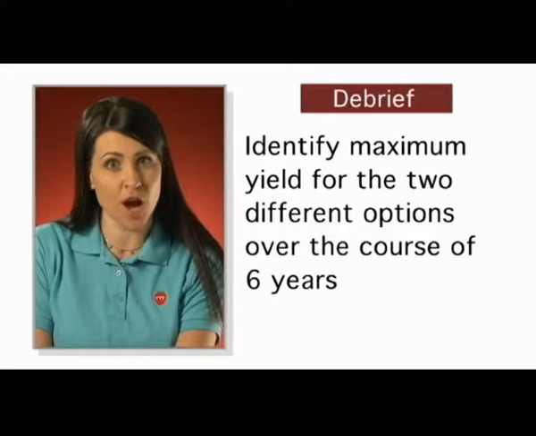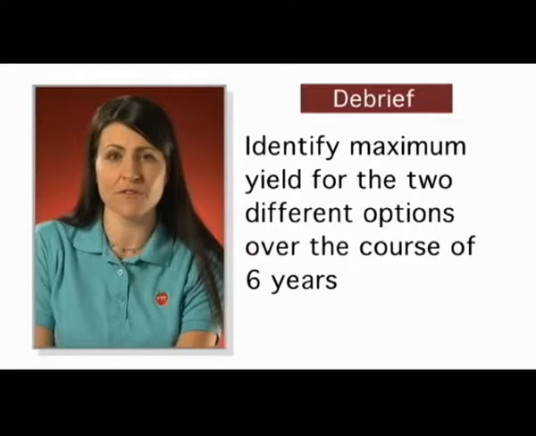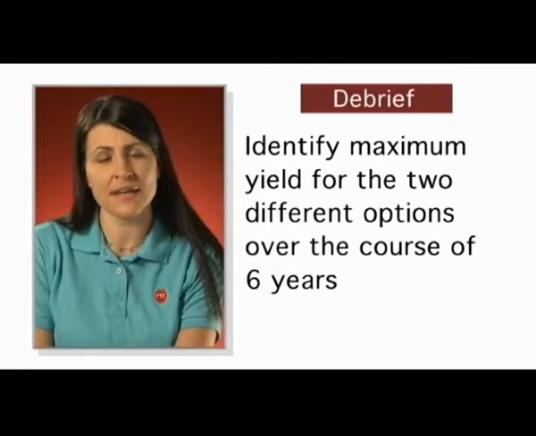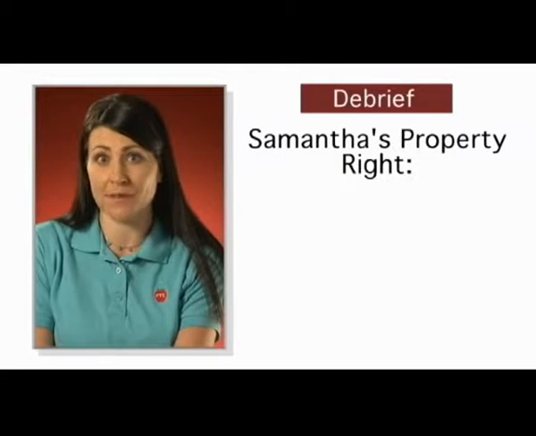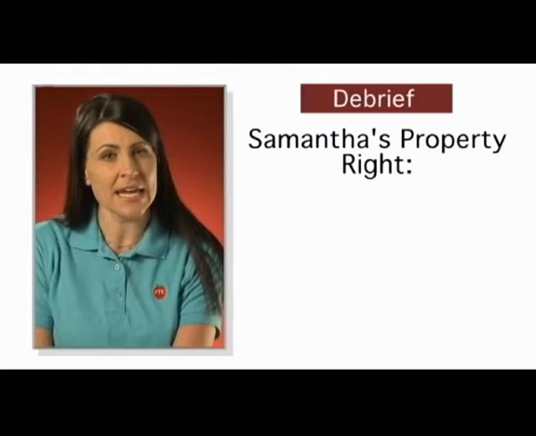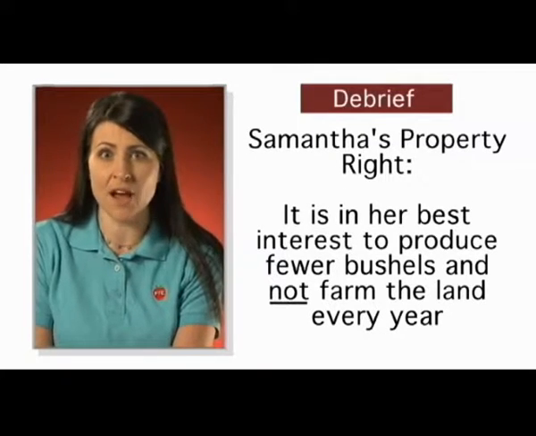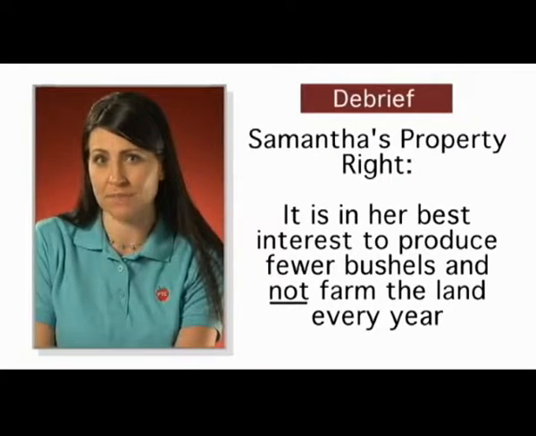To debrief this part of the activity with the whole class, first have the students identify the maximum yield for the 2 different options over the course of 6 years, letting the land lie fallow every other year versus planting on all the land. Sam, or Samantha's property right, or the fact that she owns the land and can realize a return from selling it if she keeps it productive, is what makes it in her best interest to produce fewer bushels and not farm all the land every year.